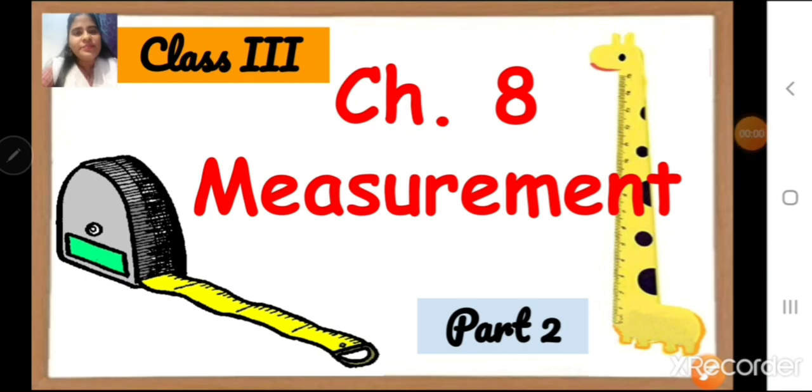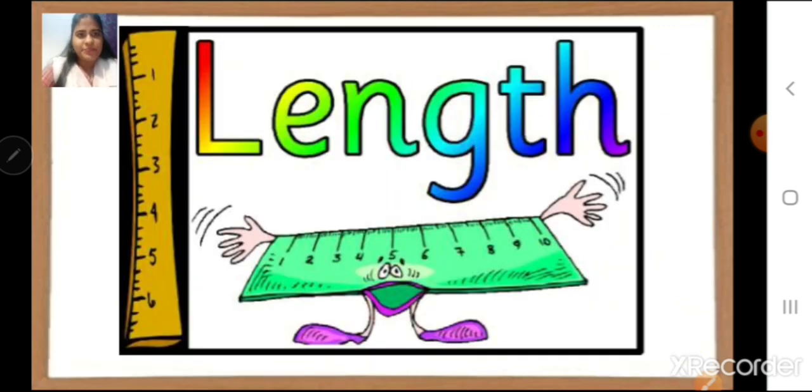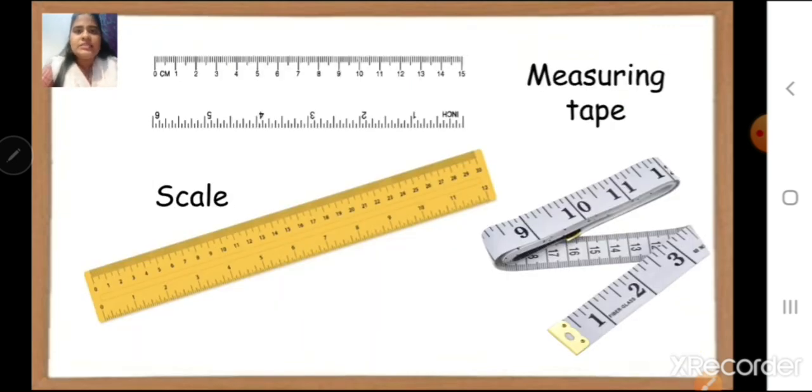Hi children. We have started with our chapter number 8, measurement, right? So let us continue. Today we are going to understand the concept of length. In our last class, we understood that to measure length, we use a scale, a ruler or a measuring tape.